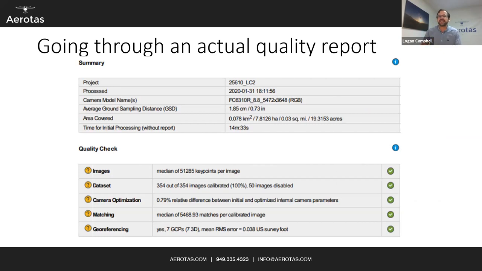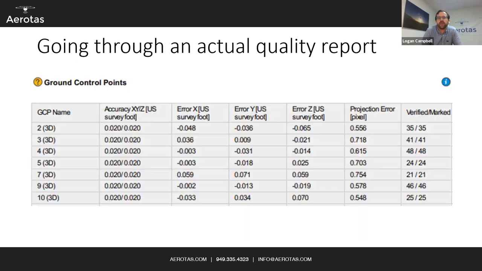And so here is the last version that we processed. Once again, the quality report is all green, 354 images, 100% were calibrated. We disabled some of the other images that were flown more over water on this project. And the RMS accuracy was on average 3.8 hundredths of a foot on ground control points.